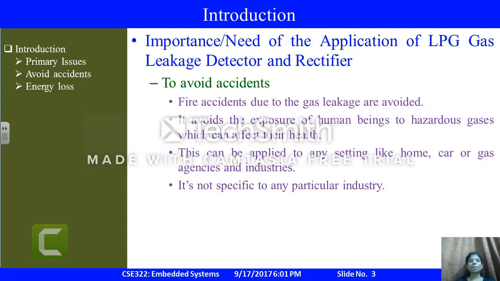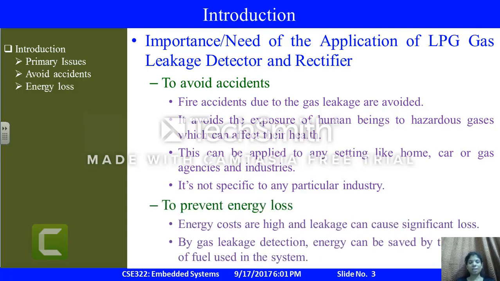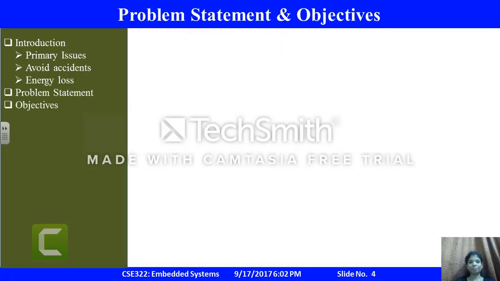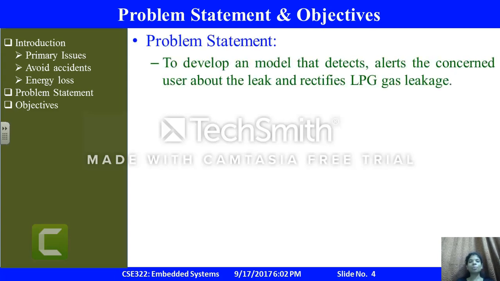This can be applied to any setting like home, car, gas agencies and industry. It is not specific to any particular industry. Second one is to save energy loss. Gas leakage can cause significant energy loss. By gas leakage detection, energy can be saved by the amount of fuel used in the system. This is the problem statement of our project: to develop a model that detects and alerts a concerned user about the leak, and rectifies the LPG gas leakage.